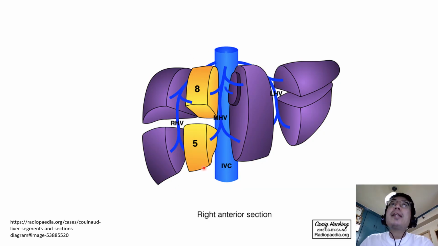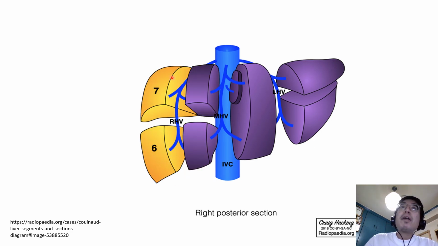The right anterior section is also known as the right medial section, and it is comprised of segment 8 above and segment 5 below the portal plane. Finally, the right posterior section, also known as the right lateral section, is comprised of segment 7 above and segment 6 below the portal plane.